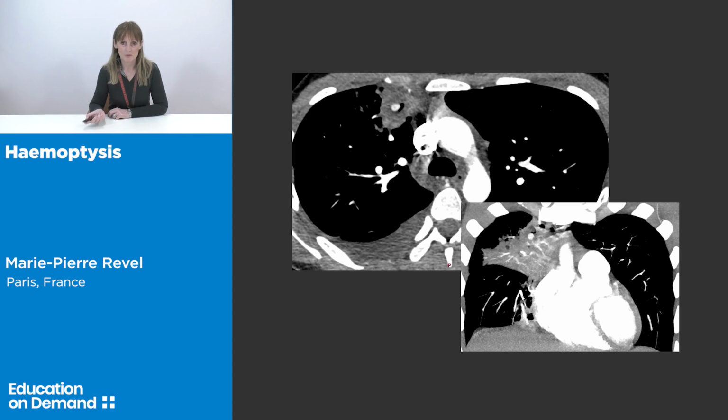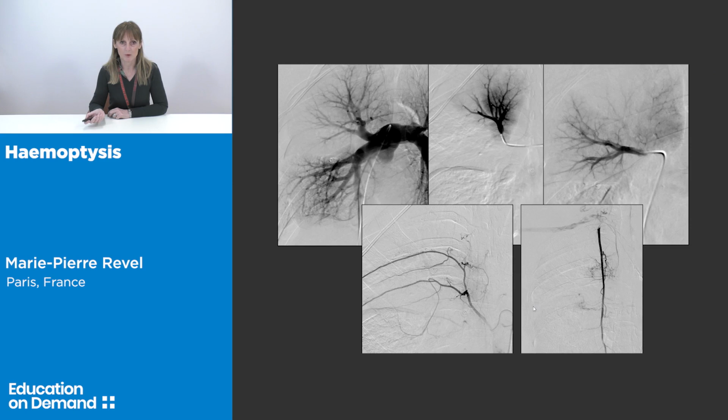So the patient was referred for selective pulmonary angiography, but as you can see, no false aneurysm could be depicted. Then she had opacification of the intercostal arteries, no false aneurysms. Of the internal thoracic artery, still no aneurysms.